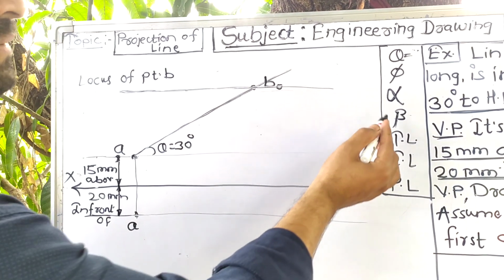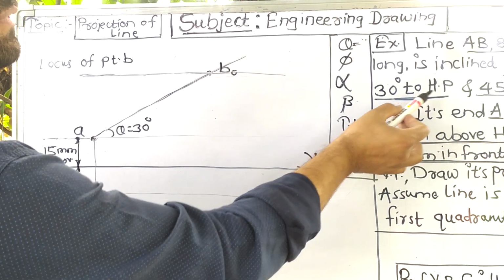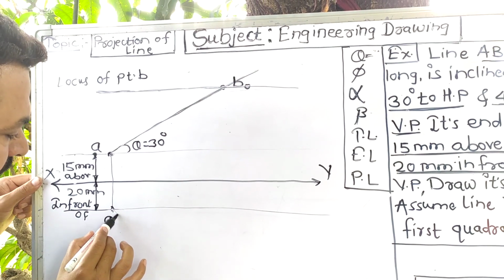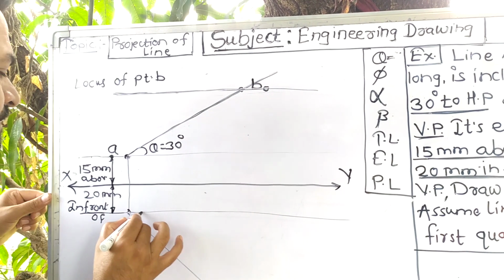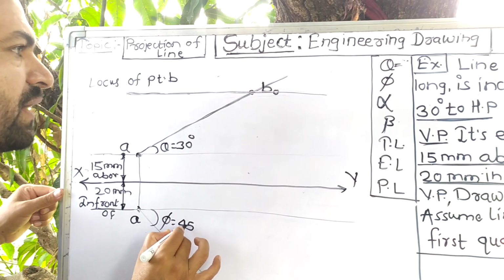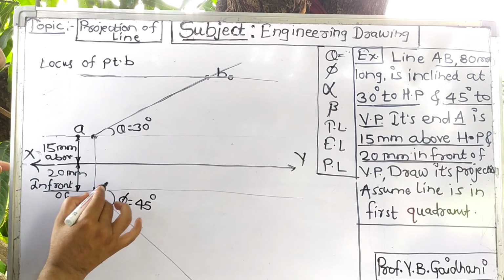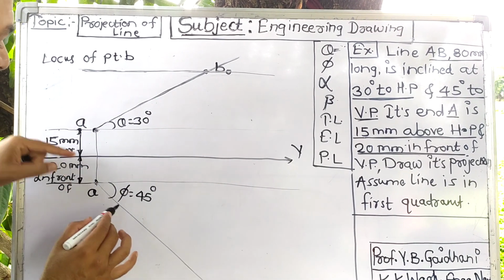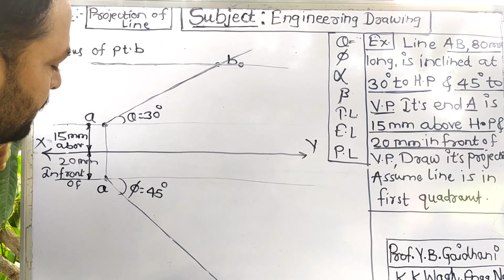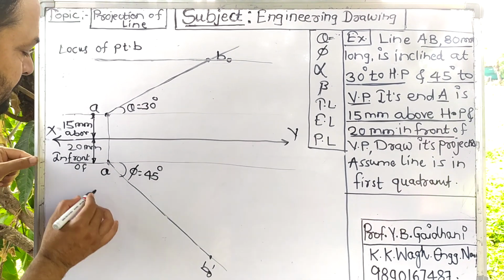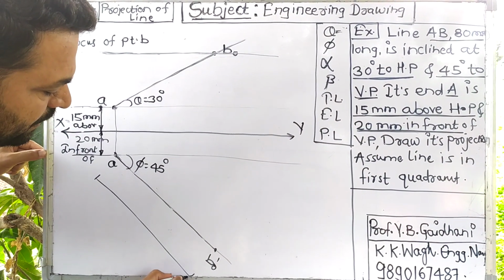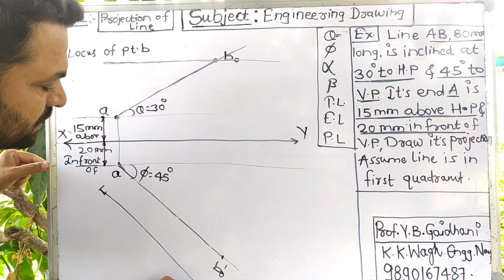Similarly, in the top view, what is given? Phi, the inclination of the line with the VP, that is 45 degree. So take an angle equal to 45 degree here and draw this line. This is equal to phi, that is equal to 45 degree, and again mark distance equal to 80. Here again B0 dash.